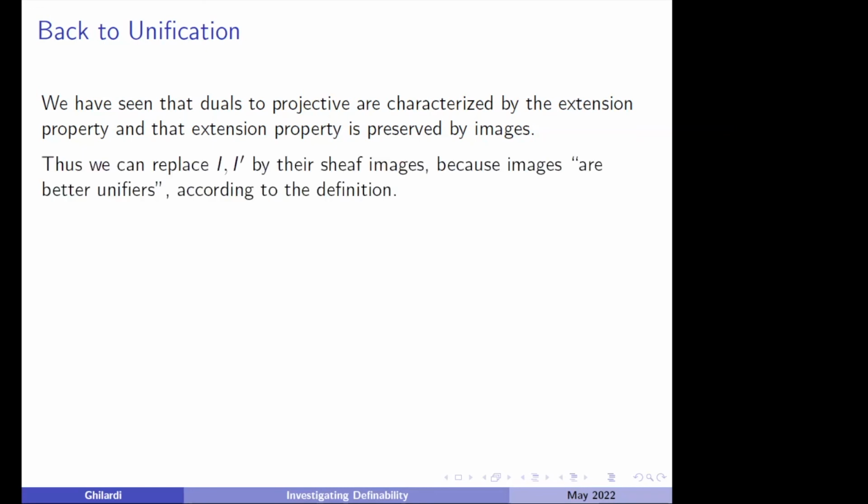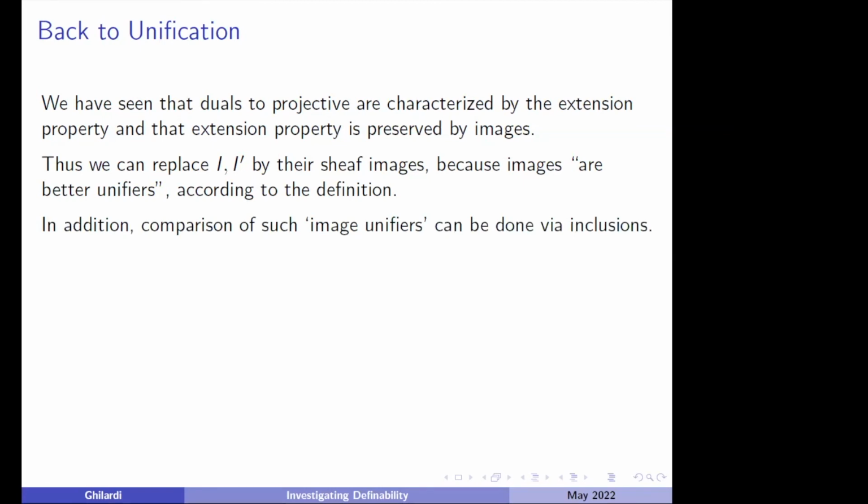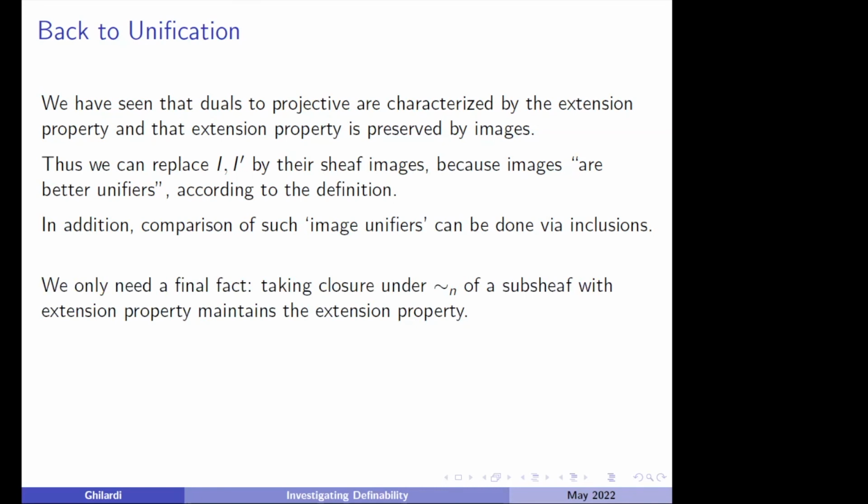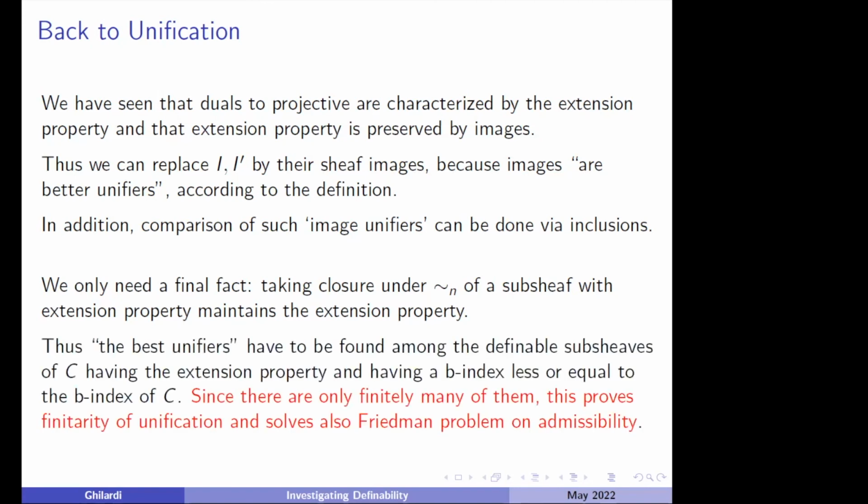In addition, you can compare these images with inclusions. So we have our unification problem, which is this definable sheaf, and we consider the subsheaves which are definable and which have this extension property. We need another observation: taking closure under bounded bisimulation maintains the extension property. Then at this point our search is bounded, because the number of subsheaves having an index smaller or equal to the index of the problem is finite, so the search can be done.